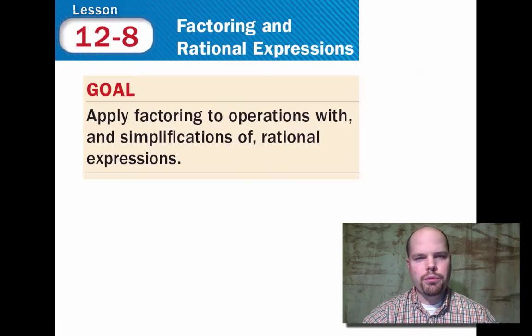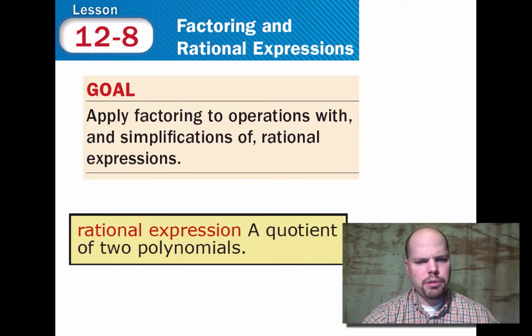In lesson 12.8 we will be factoring in rational expressions. Our goal will be to apply factoring to operations with and simplifications of rational expressions. So remember what a rational expression is. It's a quotient of two polynomials.